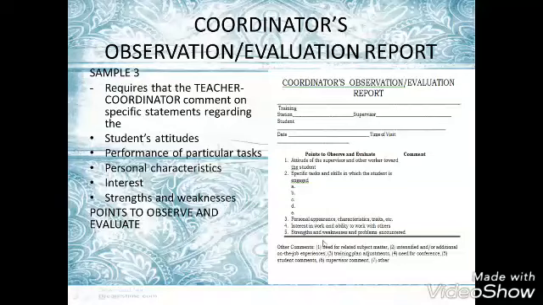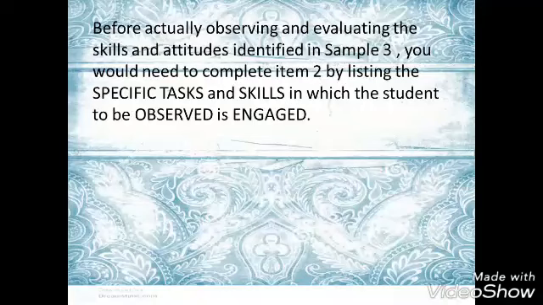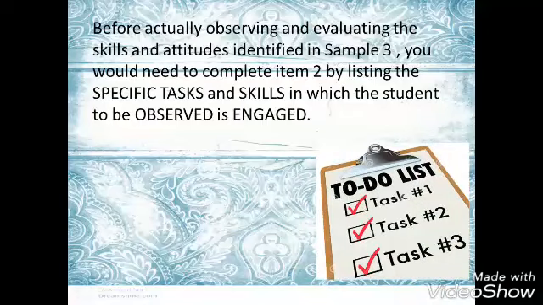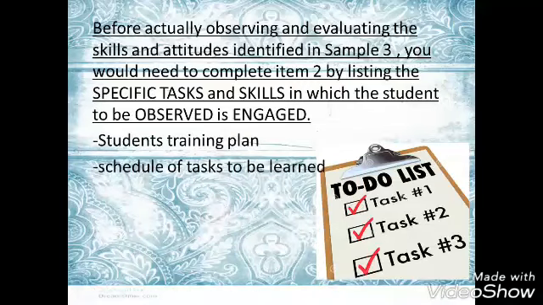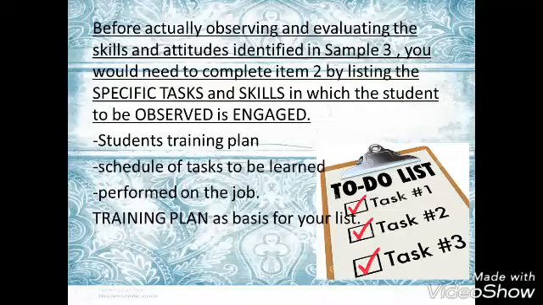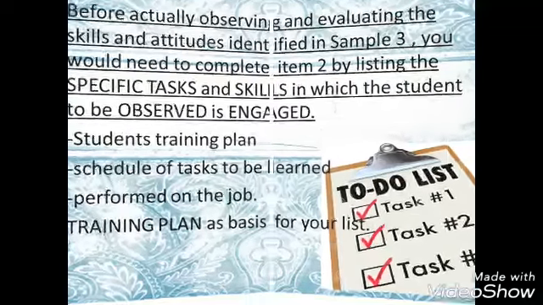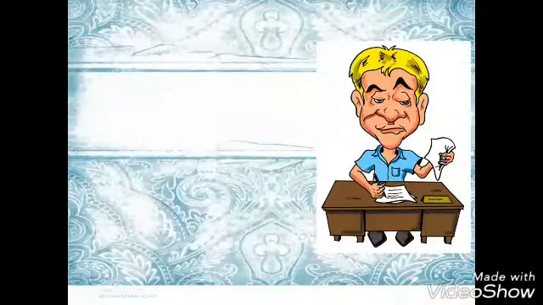Before actually observing and evaluating the skills and attitudes identified in Sample 3, you would need to complete Item 2 by listing the specific tasks and skills in which the student to be observed is engaged. This list can be drawn from the student's training plan, which should include a schedule of tasks to be learned and or performed on the job. Using the training plan as a basis for your list also allows you to check to see if the training plan is actually being followed. You should not include on the evaluation form all the tasks listed in the training plan.